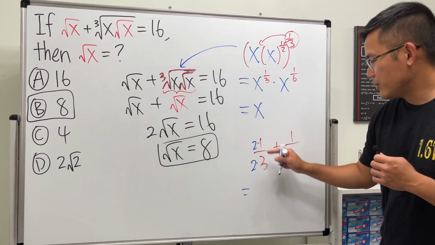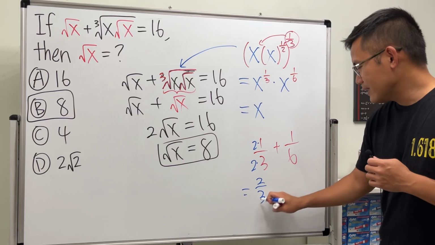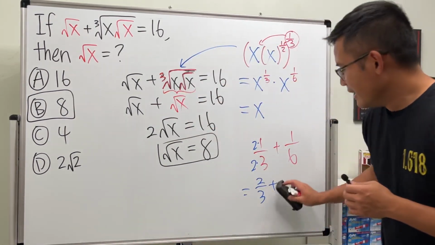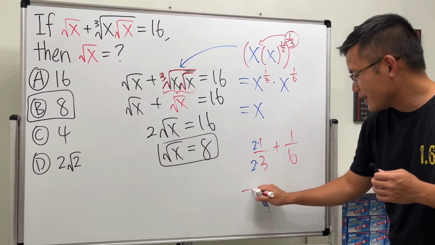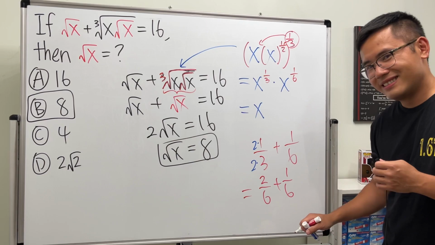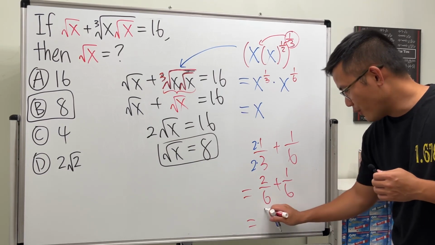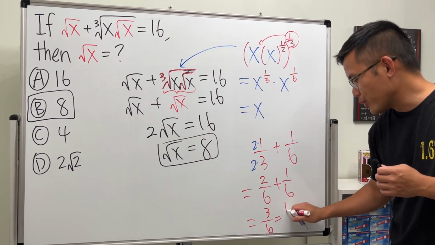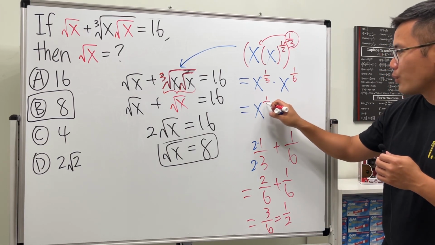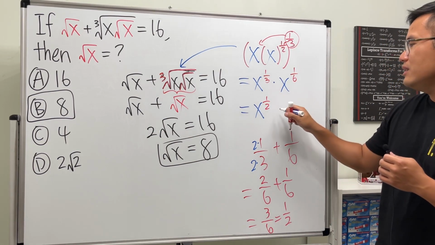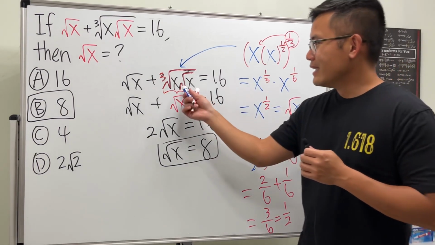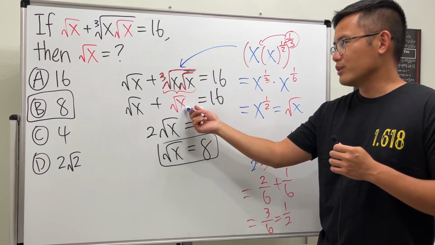So this right here is 2/6 plus 1/6, which is 3/6, and that's equal to 1/2. So that means this is equal to x to the 1/2, which is indeed equal to the square root of x. So this crazy thing is just the square root of x.